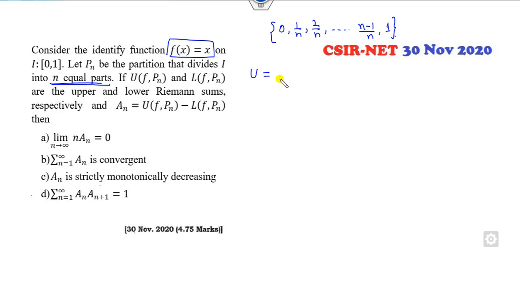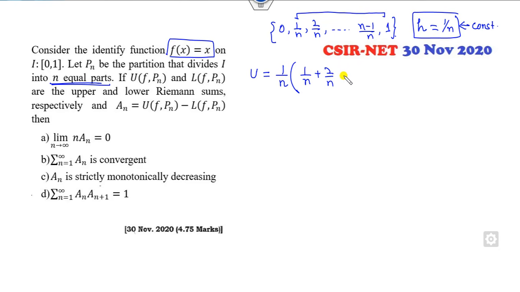Can you find the lower limit? You can see what the step size is. The step size is 1 over n, which is a constant throughout. Then you can easily take the step size as a constant out of the summation. For the upper sum, you start from here, so I can write these numbers as 1 over n, 2 over n and up to the last, which is 1.